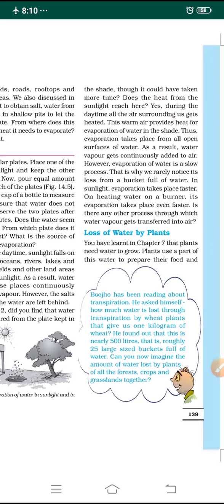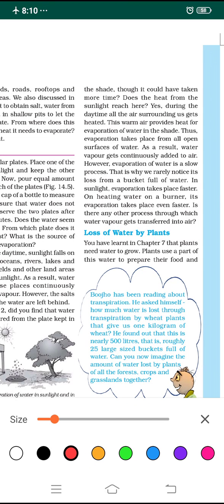During the daytime, all the air in our atmosphere, in our surroundings, gets heated up. Not only the water sources, even the air gets heated up. So this warm air provides the heat for evaporation of water in the shade. Remember, dear students, this is a very important concept.